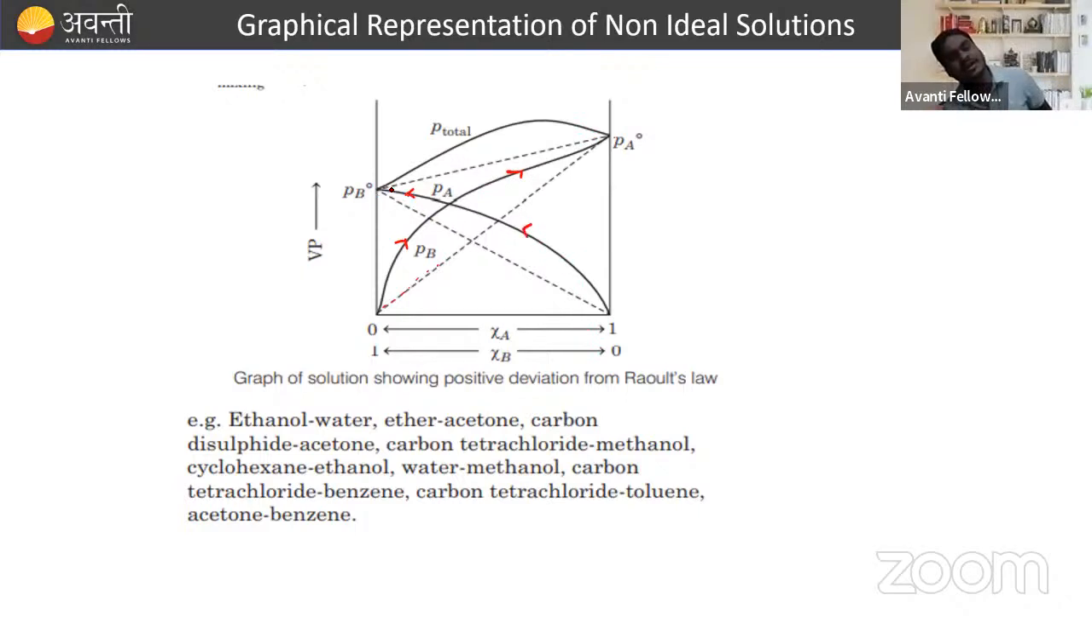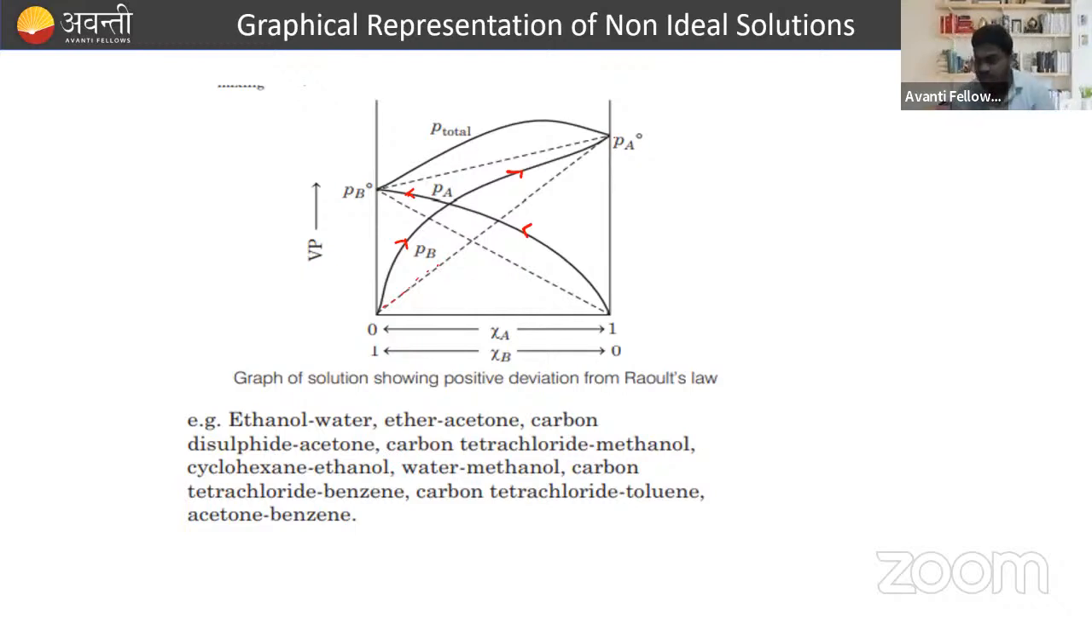This solid line represents the actual solution, and this dashed line represents the ideal solution. Similarly, if PA and PB increase, then the total pressure also increases, and we get the total pressure like this. So this is the graph of the solution showing the positive deviation from Raoult's law.